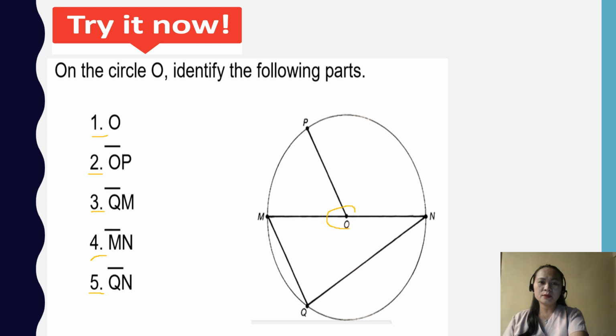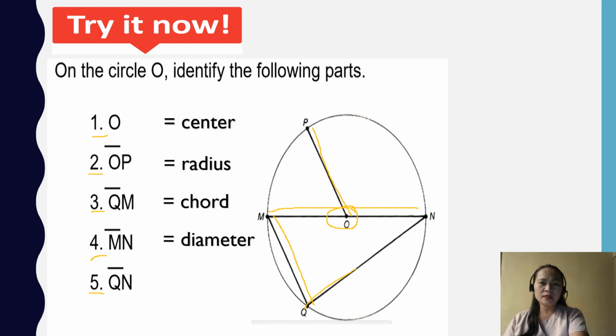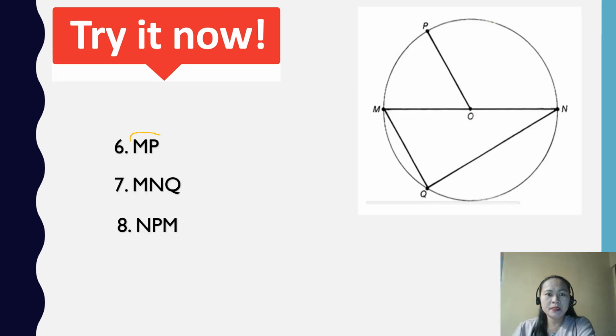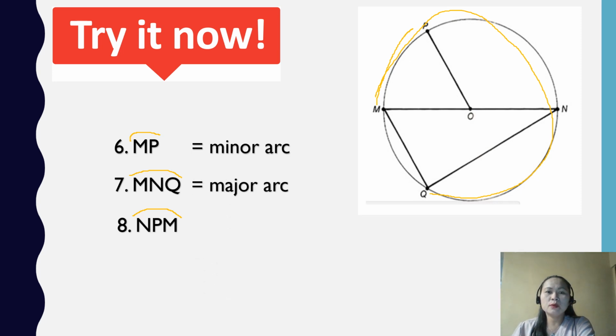O is the center of the circle, OP is the radius of the circle, QM is the chord of the circle, MN is the diameter of the circle, and segment QN is the chord of the circle. For number 6, we have arc MP, arc MNQ, and arc NPM. Arc MP is the minor arc of the circle, arc MNQ is the major arc of the circle, and arc NPM is the semicircle of the circle.